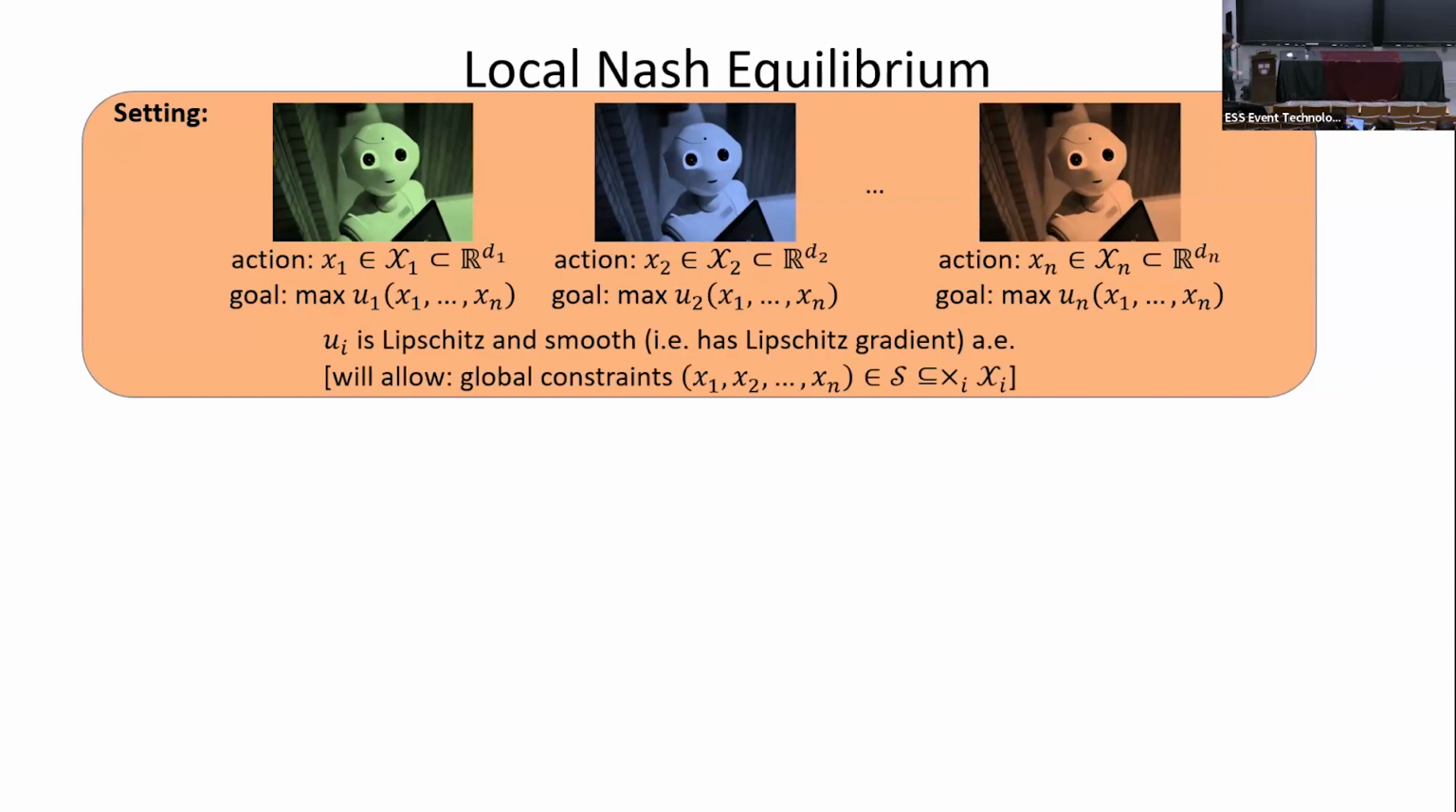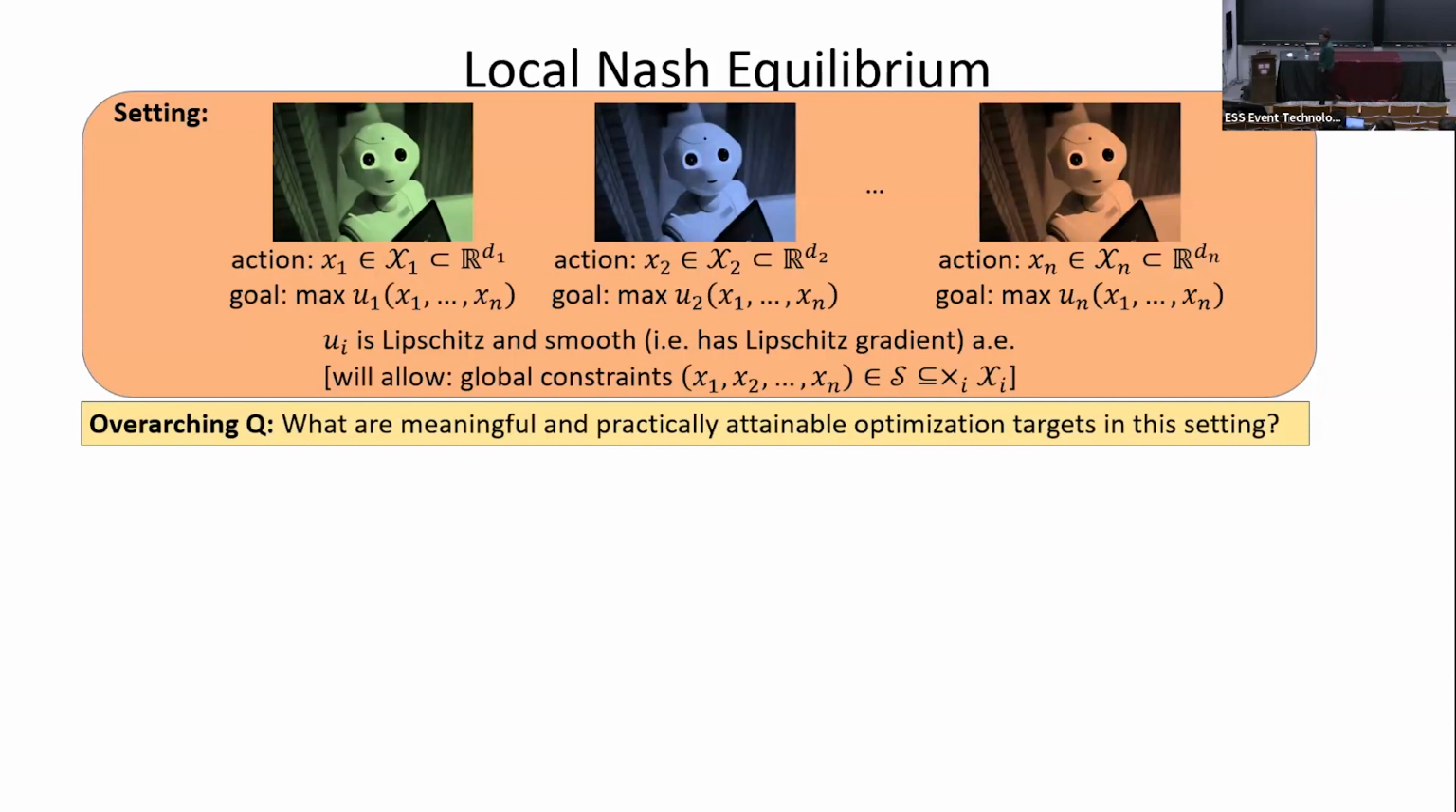So I'm going to allow, for example, if this guy is producing something and this guy is consuming something, of course, what this guy is consuming is constrained by what this guy is producing. So in general scenarios, or like if my self-driving car goes this way, you cannot just go and be on top of me, right? There are constraints imposed by each other's actions, so I'm going to abstract them away by this script S there. But this is my overall setting I want to target, and I want to ask: is there a meaningful and practically attainable optimization target in this setting?